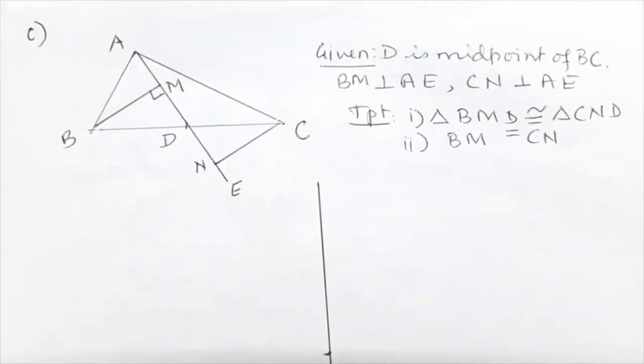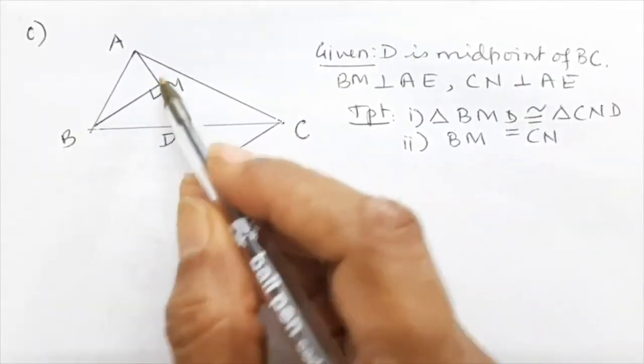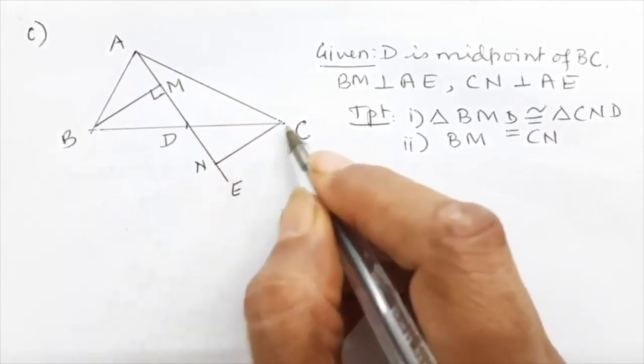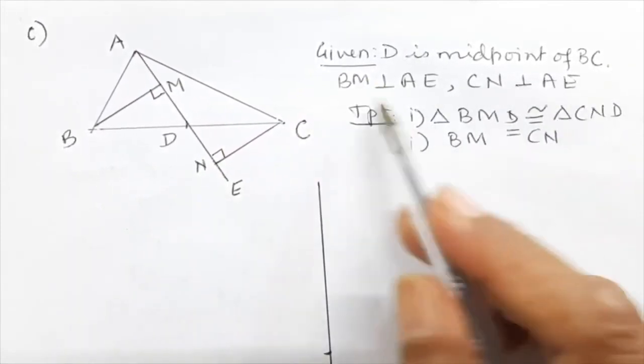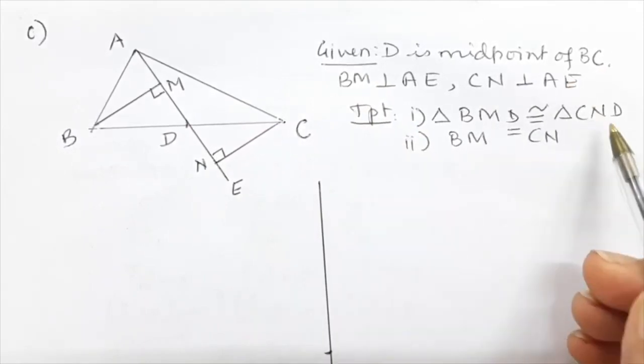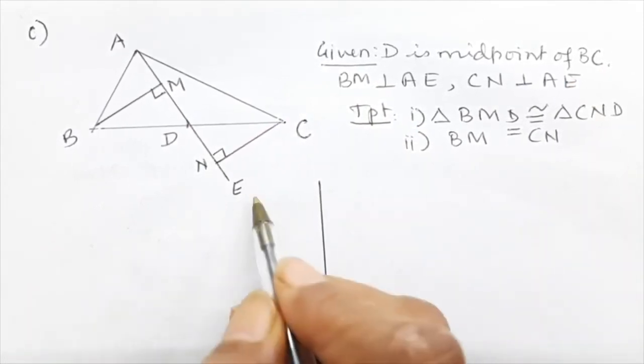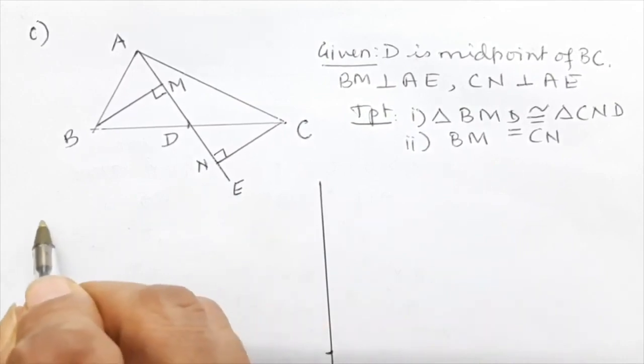Question 1c, we have drawn the diagram. We have BM perpendicular to AE and CN perpendicular to AE, and we write what is given like so and what is to be proved, and then we will have the statements and the reasons columns.